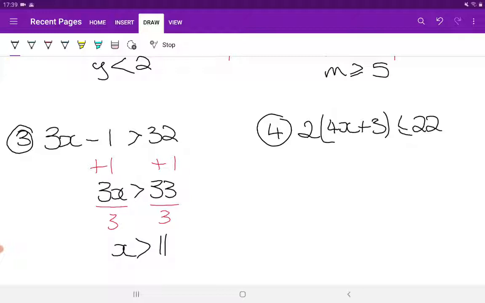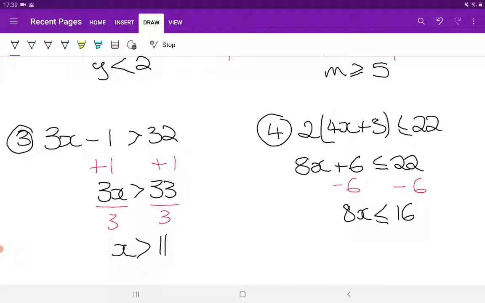And this final one, we would have 8x plus 6 is less than or equal to 22. When we multiply out the bracket, we've not changed anything. From there, we would be taking away that 6 first of all. So we would have 8x and we would have 16. And again, it's less than or equal to, that's the symbol we're using this time. And then we divide by 8 and we get x is less than or equal to 2.